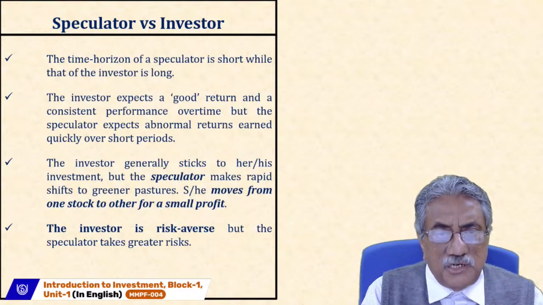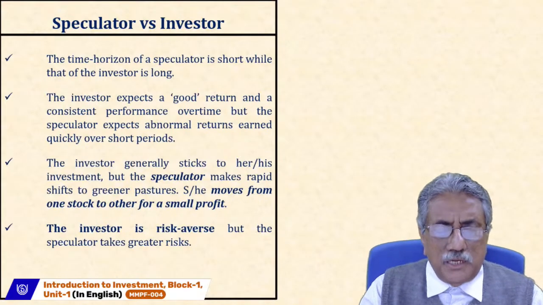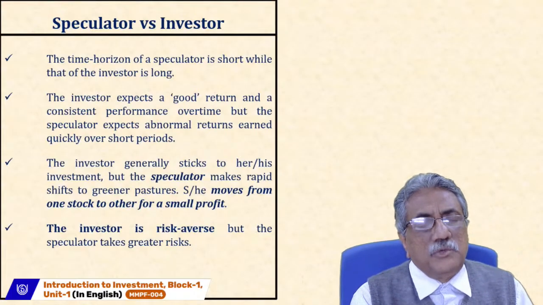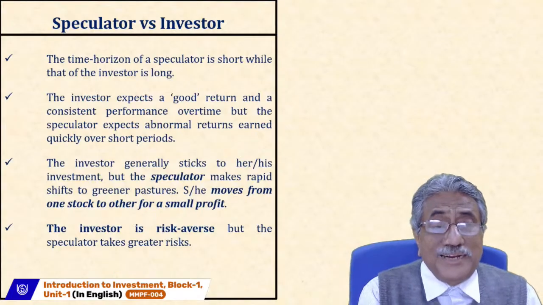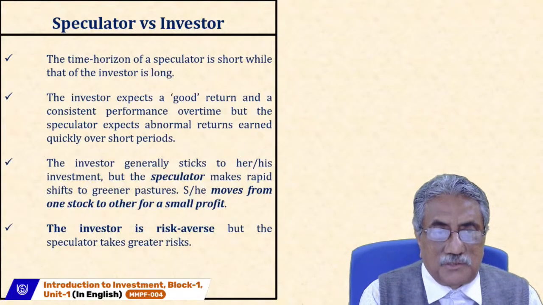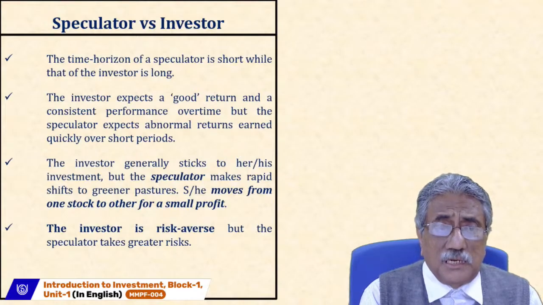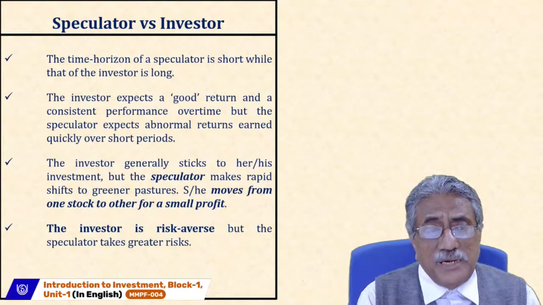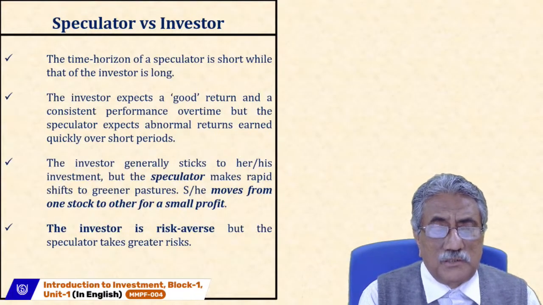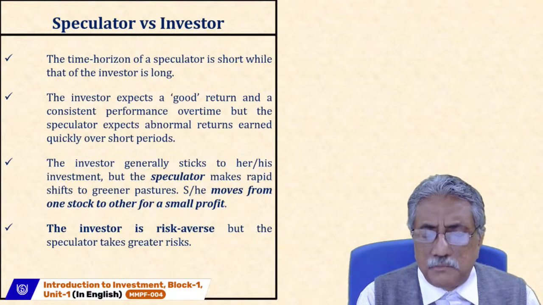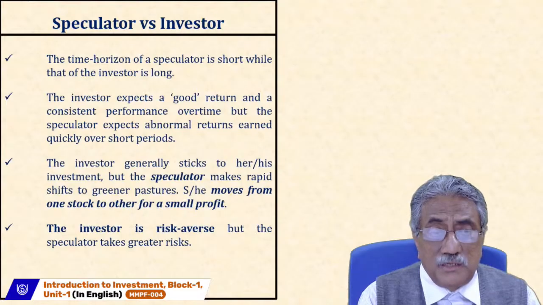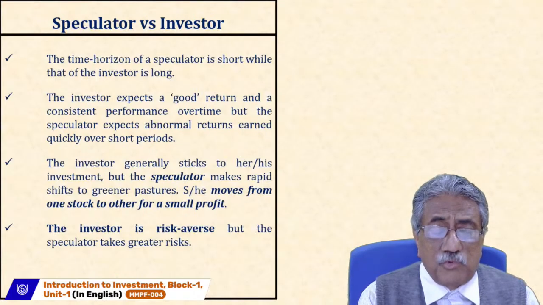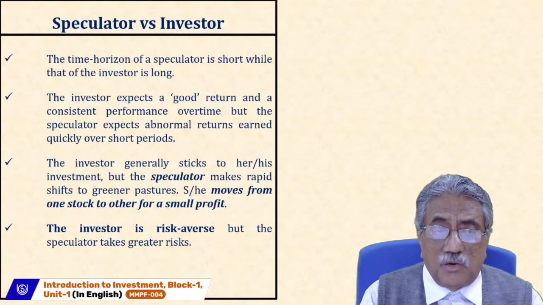Third, the investor generally sticks to his or her investment plan, because a lot of analysis is done, and then the investor chooses where he will invest. So he is more committed to his investment decision. But the speculator is not doing an analysis of that depth, so he makes a rapid shift to another. I know that maybe this company will do well, but suddenly somebody comes and tells me, no, this company is doing better. So I sell and try to move to that company. So I may make money or I may not.